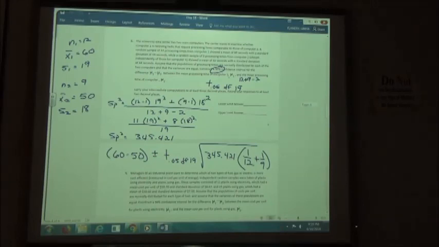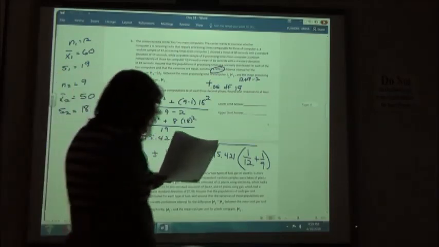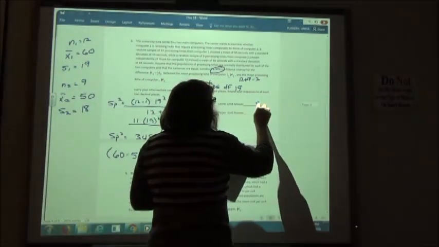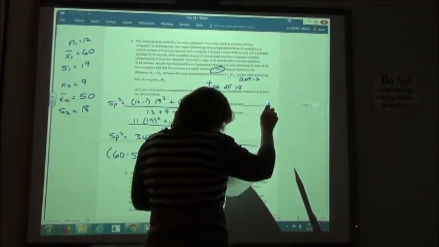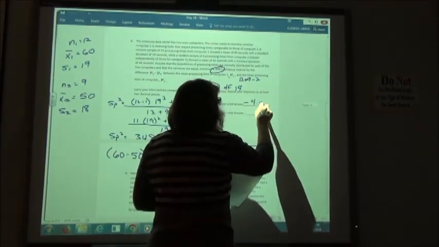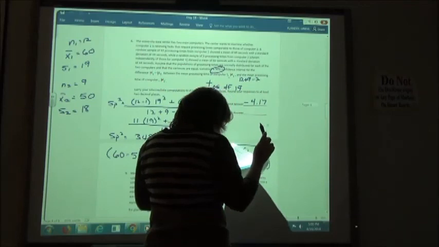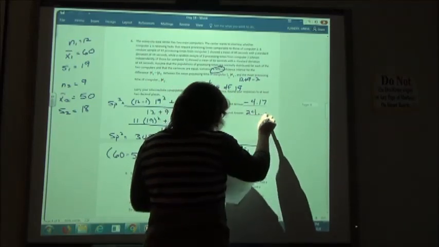Yes, you'll have to practice using your calculator for sure. So number 8, my answer is negative 4.17, and the second one's 24.17.